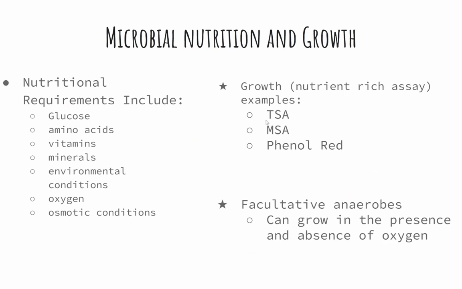Now we're going to talk about microbial nutrition and growth. The nutritional requirements generally include, which is the very basic, glucose, amino acids, vitamins, minerals, and environmental conditions such as oxygen and osmotic conditions. It is able to grow on what we've been using in lab: TSA, MSA, phenol red. Phenol red usually contains a lot of rich nutrients such as sugars. Again, like last time, a facultative anaerobe can grow in the presence and absence of oxygen.